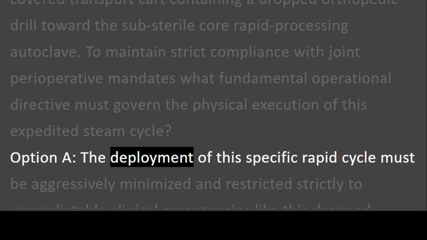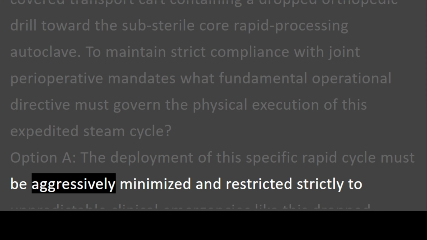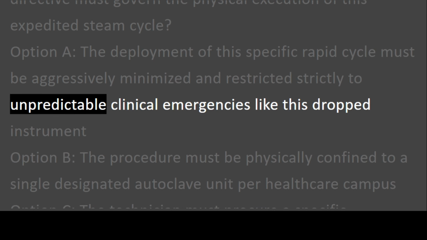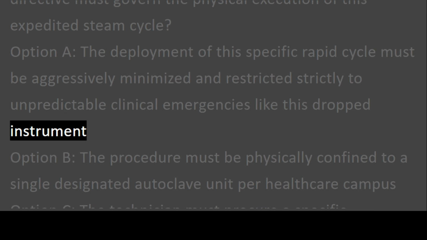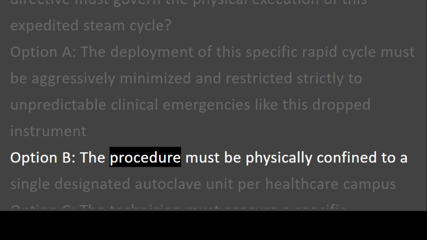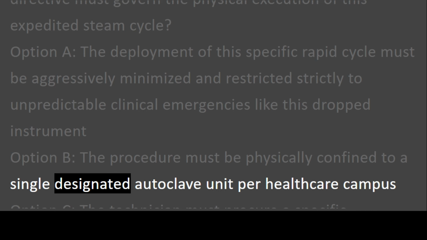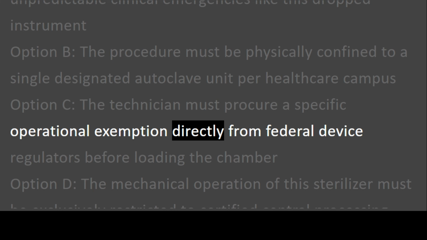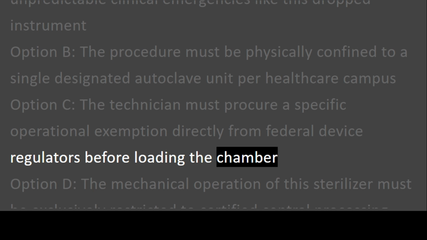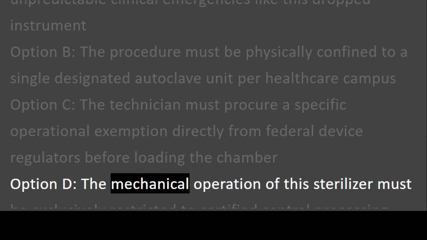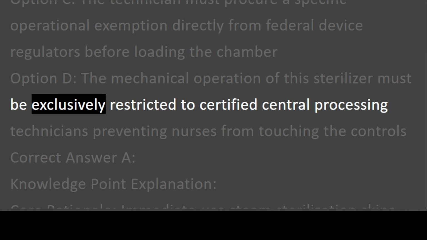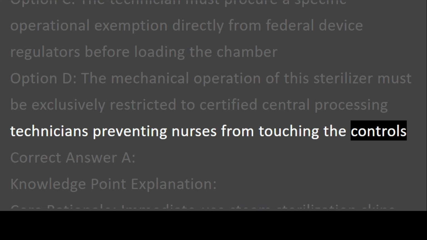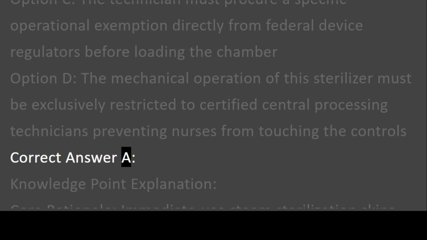Option A. The deployment of this specific rapid cycle must be aggressively minimized and restricted strictly to unpredictable clinical emergencies like this dropped instrument. Option B. The procedure must be physically confined to a single designated autoclave unit per healthcare campus. Option C. The technician must procure a specific operational exemption directly from federal device regulators before loading the chamber. Option D. The mechanical operation of this sterilizer must be exclusively restricted to certified central processing technicians, preventing nurses from touching the controls. Correct answer A.